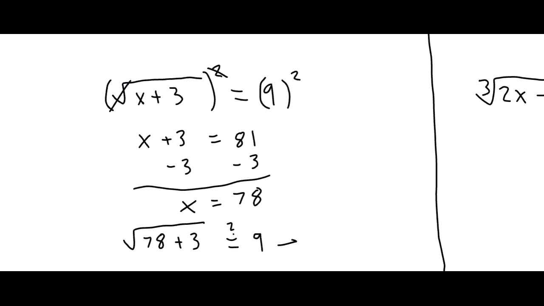Well, 78 plus 3 is 81, and the square root of 81 does in fact equal 9, which means that x equals 78 is the correct answer.